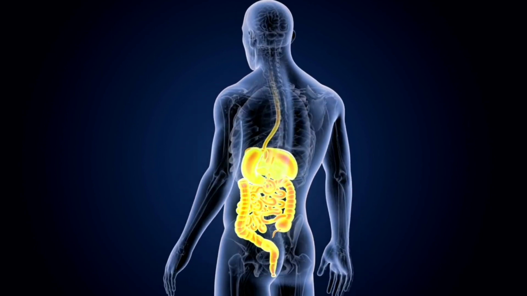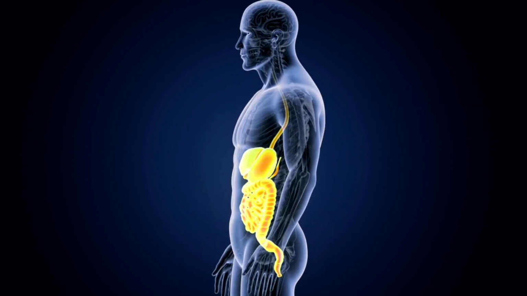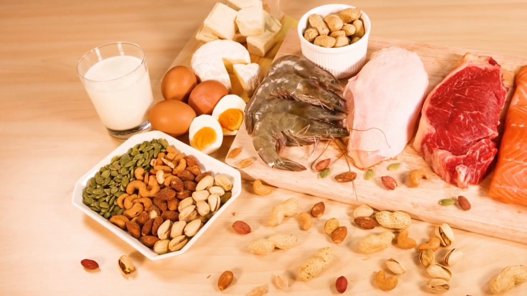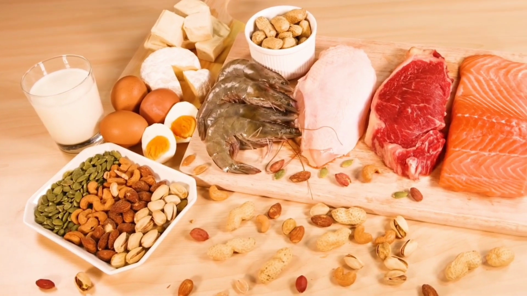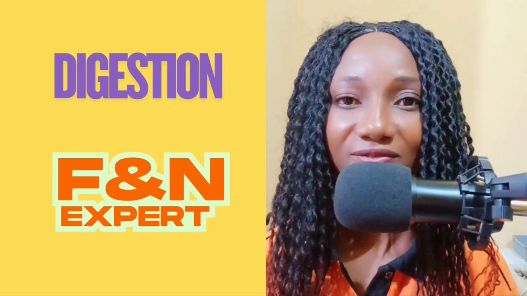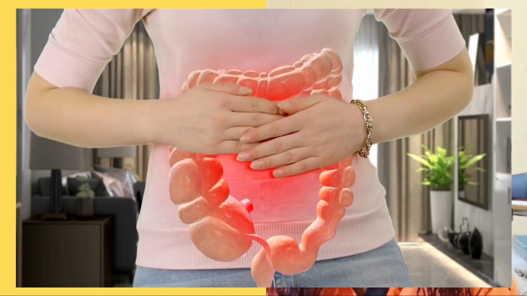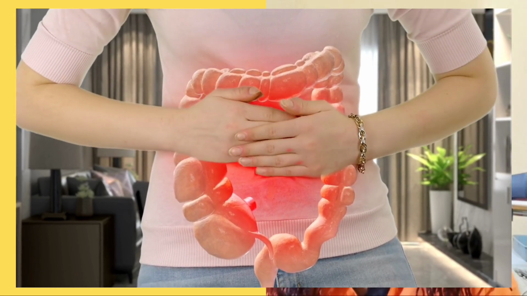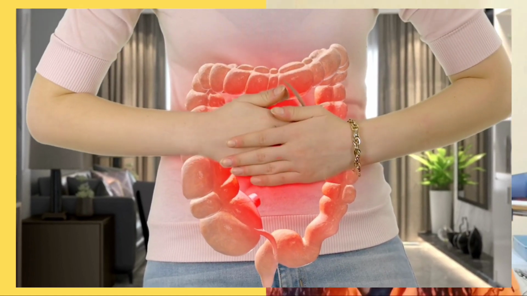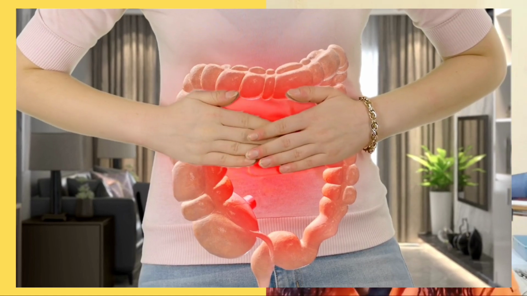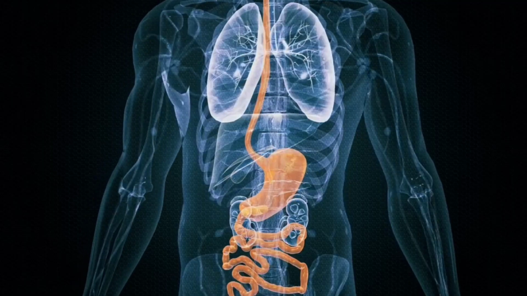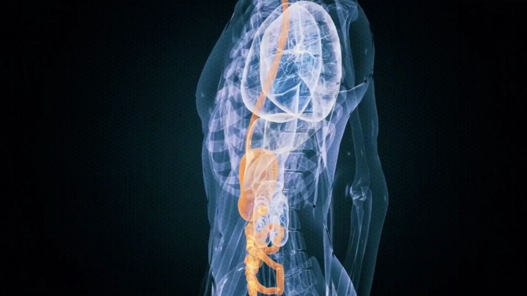Number one, hydrochloric acid stops the action of ptyalin from the mouth. Number two, hydrochloric acid provides the acidic medium necessary for the action of the enzymes: renin, which helps curdle milk, and pepsin, which breaks down proteins into peptides. Number three, hydrochloric acid helps to destroy harmful bacteria that might have entered with the food.